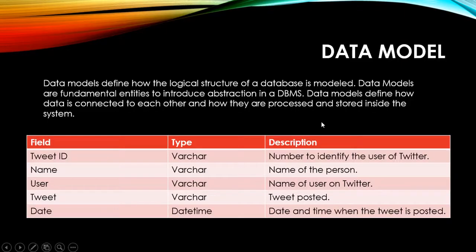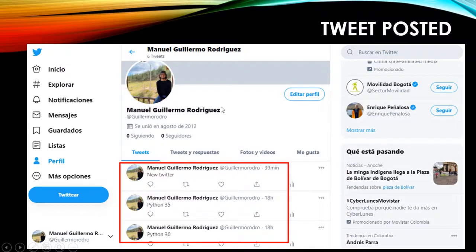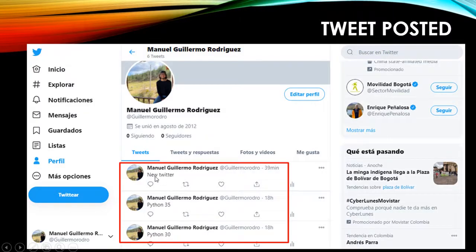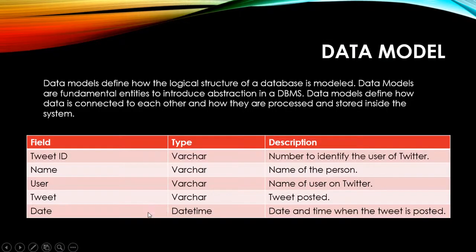These are the tweets that I posted, and I'm going to take all this information and store it into a database. So first I need to decide what information I'm going to take. So this is my data model. That is basically the structure of the data that I'm going to take. In this case, I'm going to take the tweet ID, that is the number to identify the tweet, the name of the person, in this case Manuel Guillermo Rodriguez, that is my name, the user, in this case that is this one, and the tweet, which is the message that I posted, in this case new Twitter or Python 35, and the date and time when the tweet was posted.